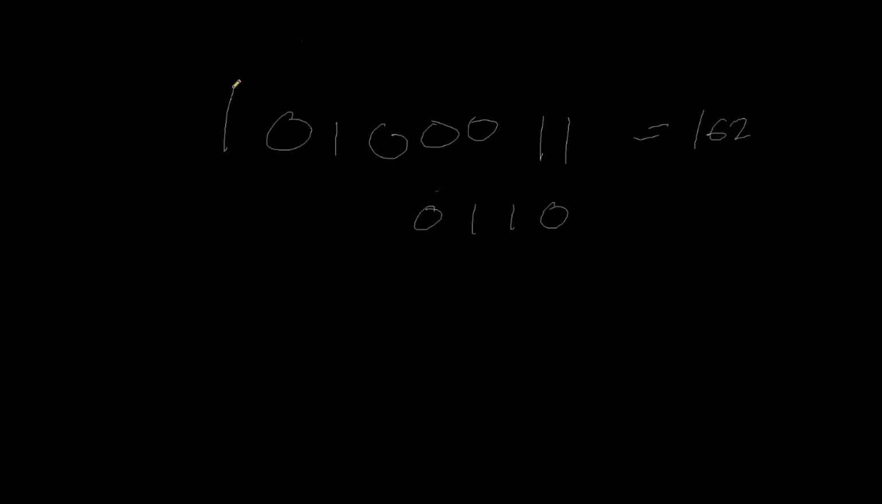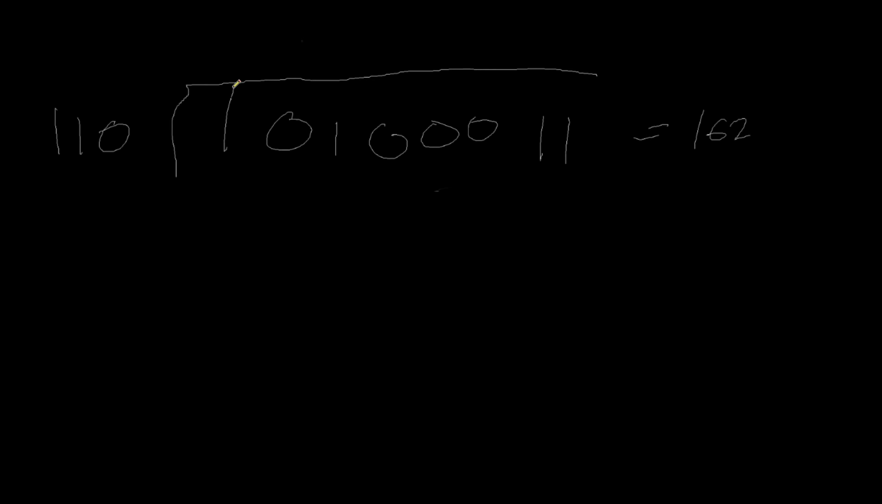So 162 divided by 6. So 162 in binary is 1, 0, 1, 0, 0, 0, 1, 0. So that's 162. And we know that 6 is 0, 1, 1, 0. So that's obviously 4, that's obviously 2, that's 1, that's 8. So we know that this does equal 6. So when we're doing the bus stop method, we know that 110 is 6.